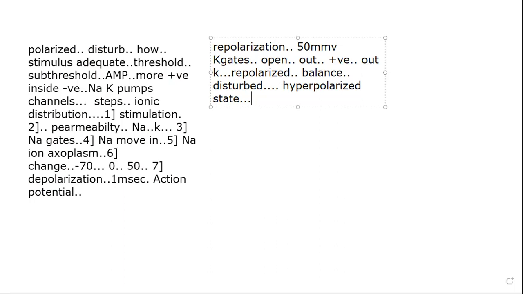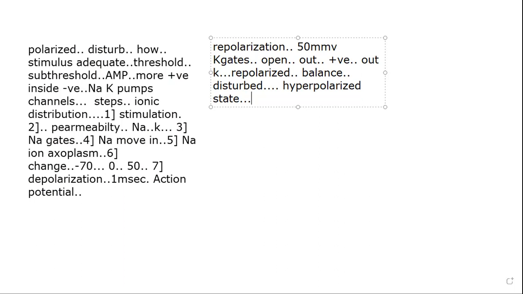And what is the cause of this hyperpolarization? It is due to the slight delay in closing of the potassium gates as compared to the sodium gates. And as the potassium continues towards the outside, what happens? We have a more positive outside as compared to inside, and there is an imbalance of the charges. Now our neuron is not in a polarized state, it is in an overpolarized state. The concentration has been disturbed. We have a very high positive outside and a very high negative inside.